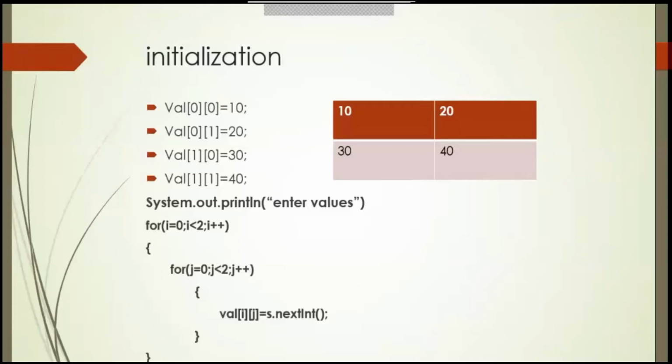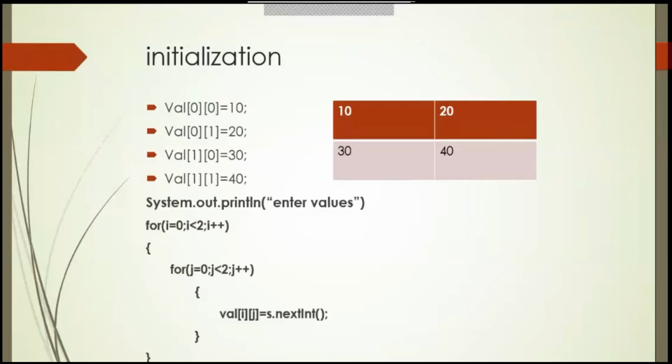If you want to store the data dynamically, means by using the Scanner class, we can also do that. That is what I have given in the code snippet. See here, nested for loop we are using. I already explained how to use and demonstrate nested for loop. That implementation is also the matrix representation. So here I've given System.out.println and enter values.